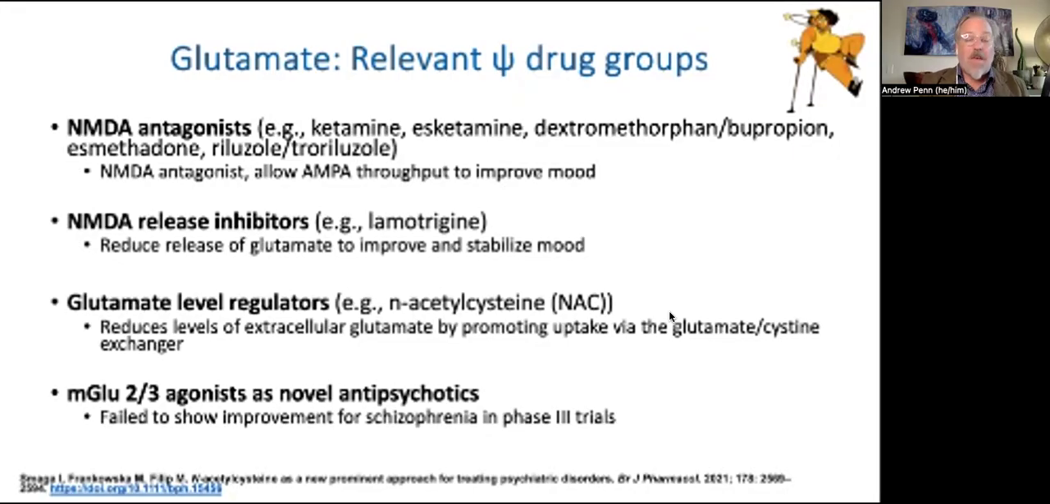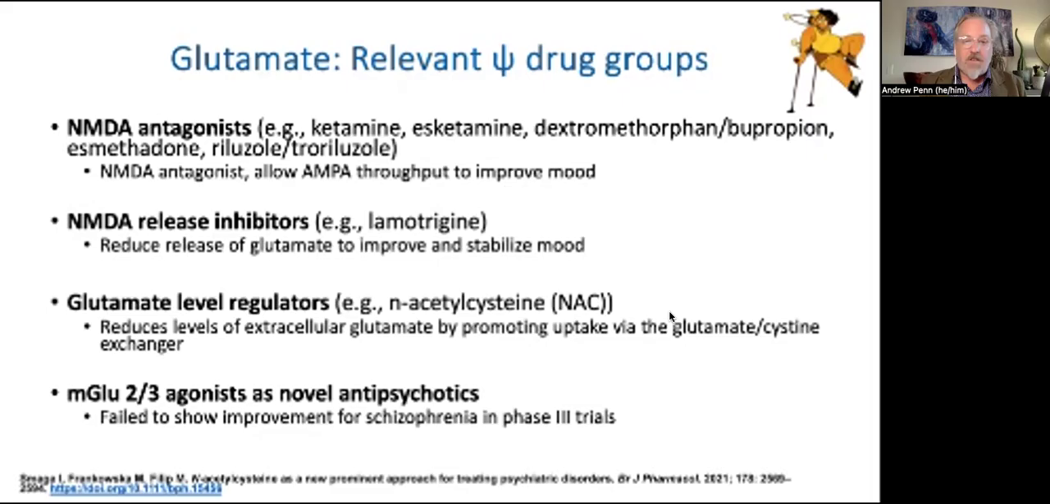Another drug, S-methadone, which is the left side of the racemic methadone mixture. So methadone, which we think of as an opioid agonist. The left side, the left enantiomer, S-methadone, actually works primarily on glutamate. There are also drugs that prevent the release of glutamate. So lamotrigine would be a good example of that.